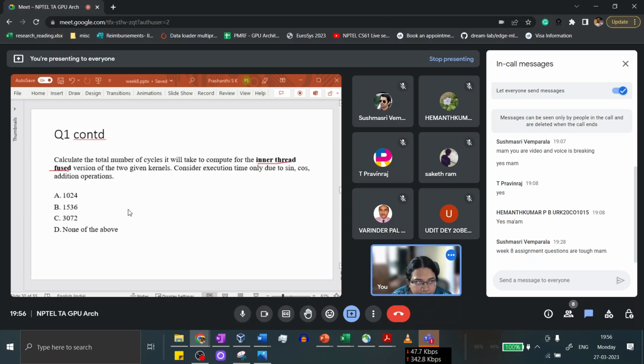about how many cycles it will take for each of these operations, and then think about the fused version. I'll give you one more minute and then we'll discuss the answer.